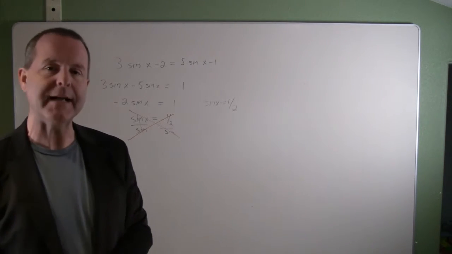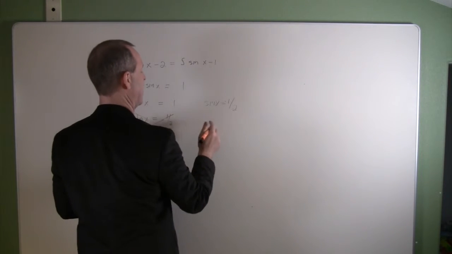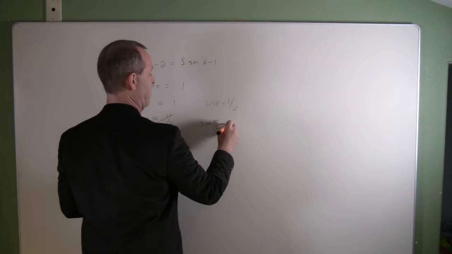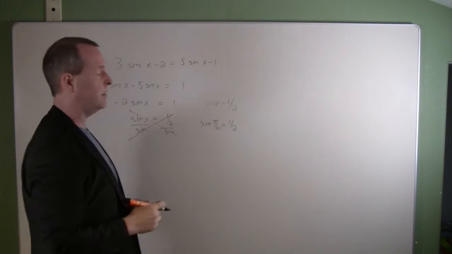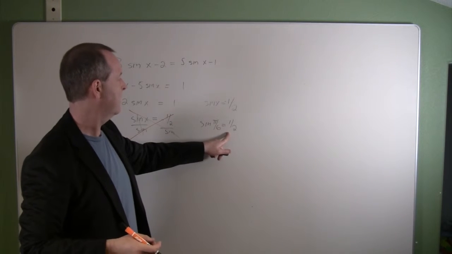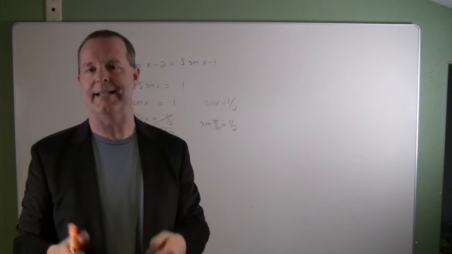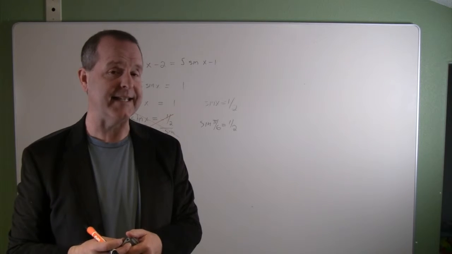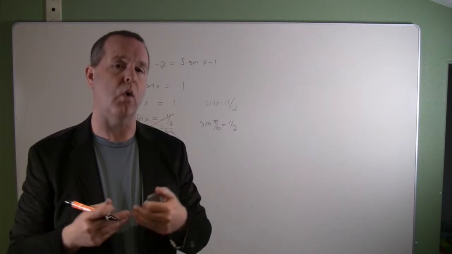So what are my solutions that equal that? Well, the sine of pi over 6 equals 1/2. The reason why I did that is, the sine of pi over 6 equals 1/2, however, I'm looking for places where the sine is negative. So I have to remember which quadrants the sine is negative in. Sine is negative in the 3rd and 4th quadrants.